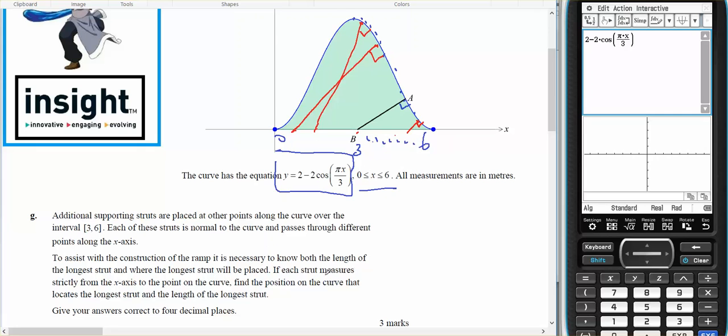To assist in the construction, we want to know the length of the longest strut and where the longest strut will be placed. Where the point where it's placed is, if it's point A, that I'm interested in this x value. Okay, so I'd like to identify the longest strut and find its length.